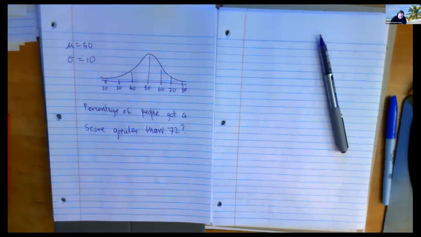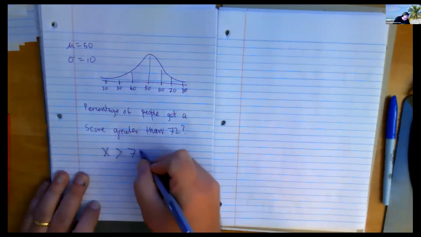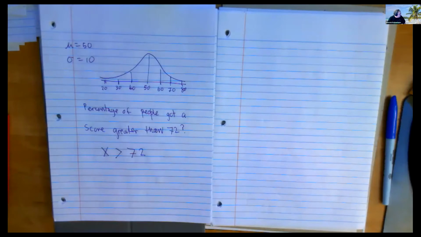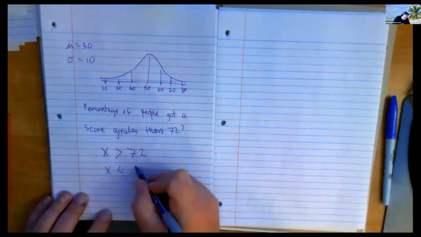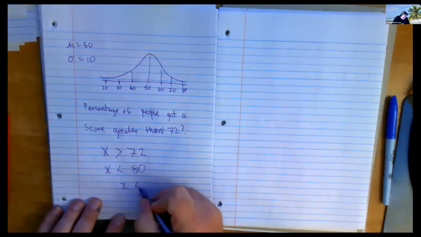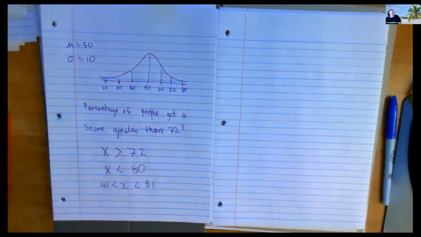And so I'm going to show you what you do. So we would call this question X greater than 72. Right? Mathematically, your score greater than 72. Agreed? If this said less than 80, wouldn't you write that down? And how about between 41 and 51, right? Something like that, a between one. They look weird, but that's how mathematically you write betweens, right?